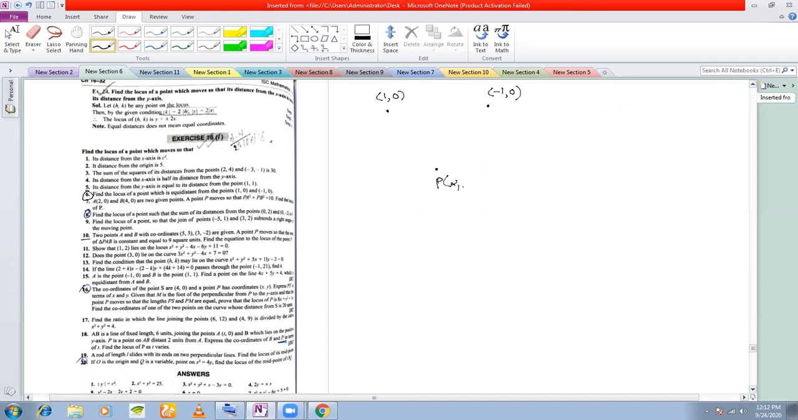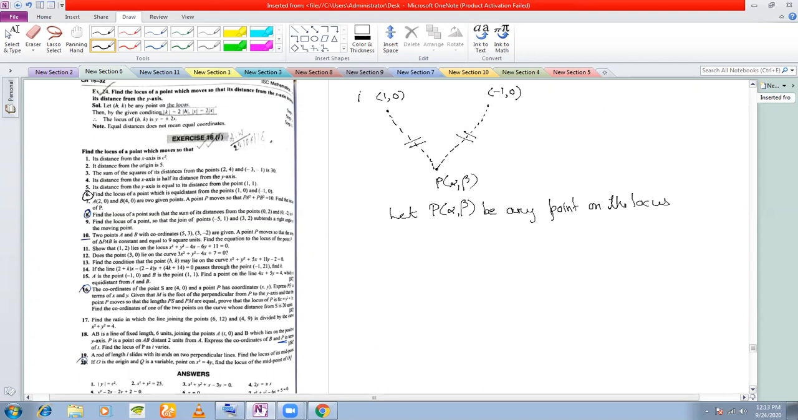Say I take (alpha, beta) such that it is equidistant from these 2 points. These two distances are always equal. So let P be (alpha, beta). What is my idea here? My idea is to find a relation between alpha and beta. So let P(alpha, beta) be any point on the locus. By the distance formula we can do it.